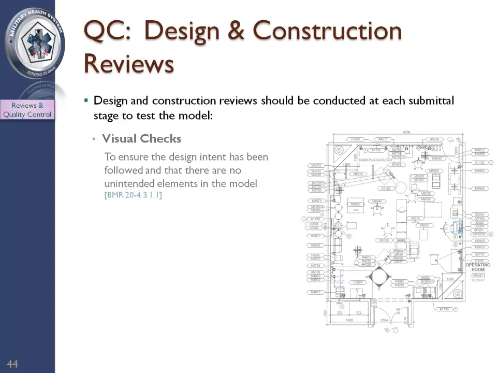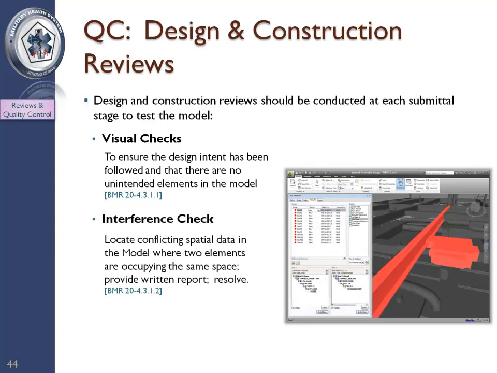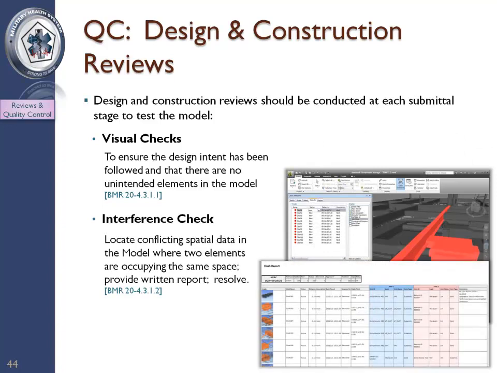Design and construction reviews will include the traditional visual checks of project drawings to ensure the design intent has been followed and that there are no unintended elements in the model. Some of the required quality control measures are forms of analysis and include an interference check. Interference checking, or spatial coordination, identifies conflicts in location between different building components. In this process, design and shop drawing models are combined into one consolidated model, and the BIM software generates a report of all the conflicts it finds.